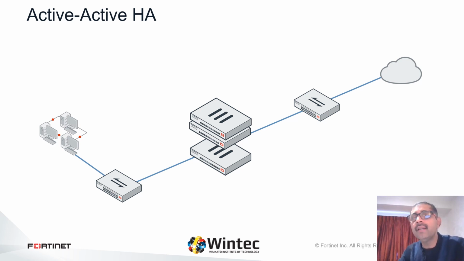However, one of the main differences from the active passive mode is that in the active mode, all the FortiGates are processing traffic. One of the tasks of a primary FortiGate in active mode is to balance some of the traffic among all the secondary devices.